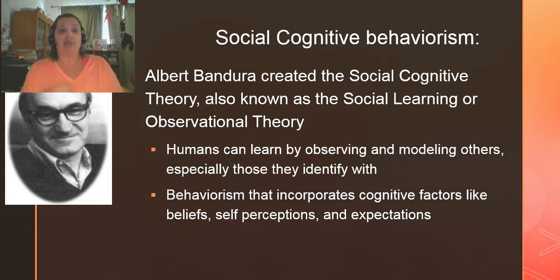He said basically that humans can learn by observing and modeling others, especially if they identify with that person. This behaviorism is a little different from classical and operant conditioning in that it does incorporate some cognitive factors like your belief systems, your self-perceptions, expectations. So it's still external, but it's got a little bit of internal going on with it.